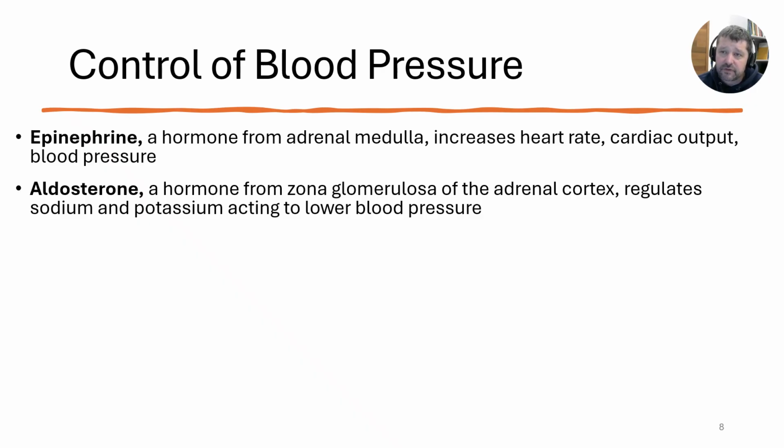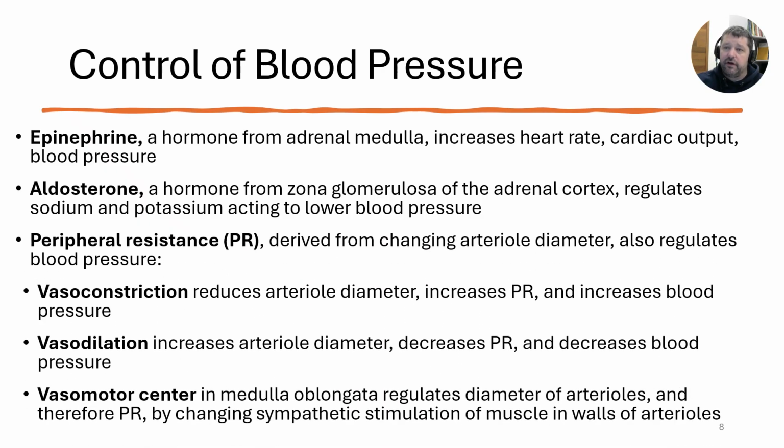Aldosterone, on the other hand, is produced in the zona glomerulosa in the adrenal cortex, and that often regulates the sodium-potassium levels, and most of the time it will lower your blood pressure. So these are just different ways that you can control blood pressure, and there are lots of other ways.